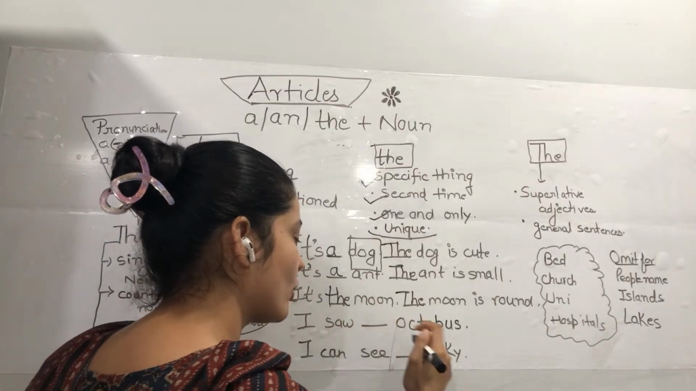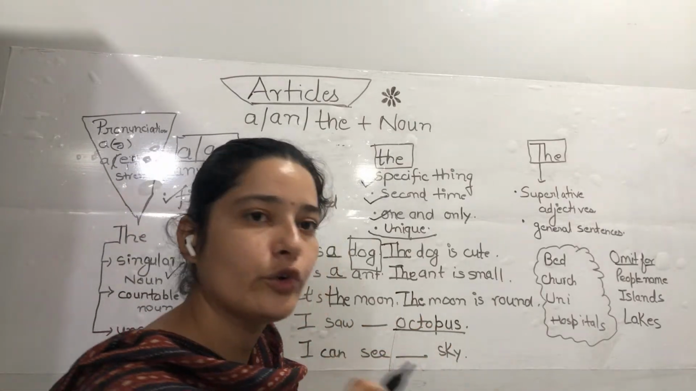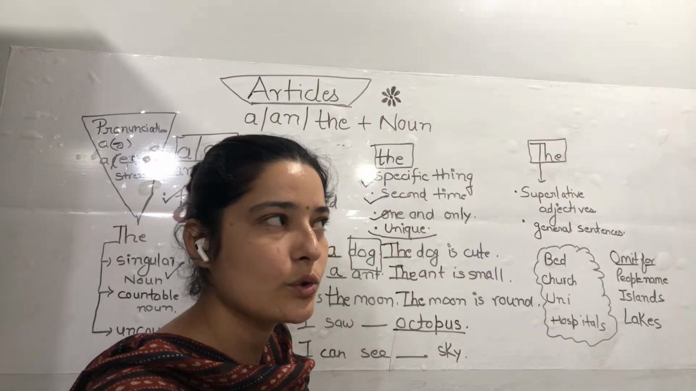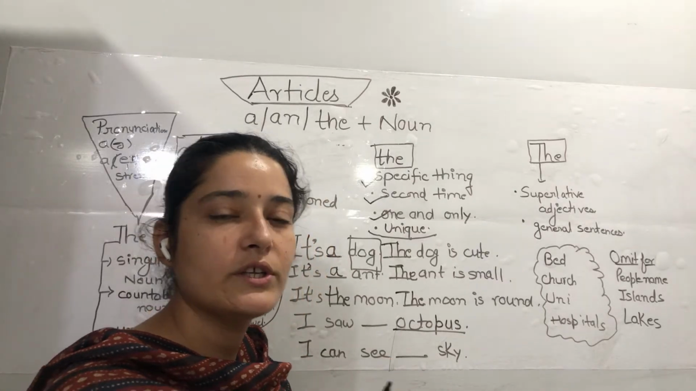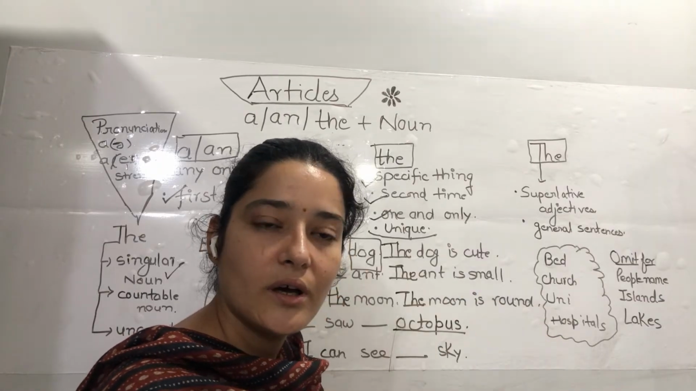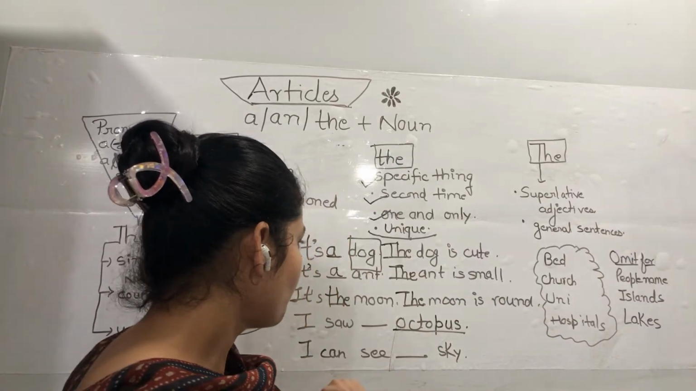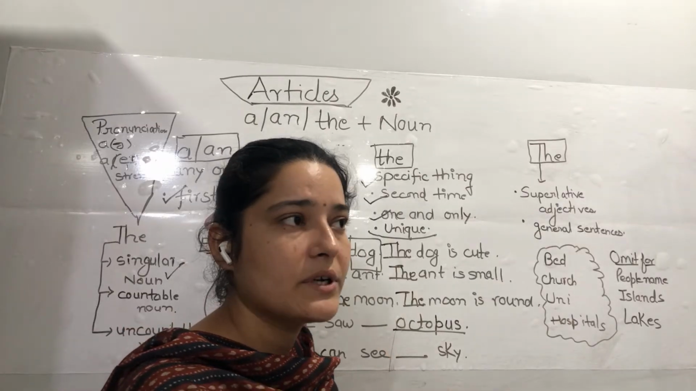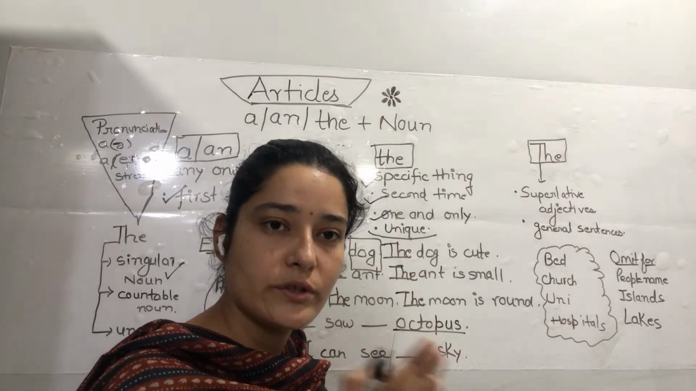I saw dash octopus. Now I have already taught about this also, like when to use "a": if it is a communication we are doing for the first time, anything is mentioned for the first time, we will use "a." And if I have already mentioned that person, then with that person I will use "the."